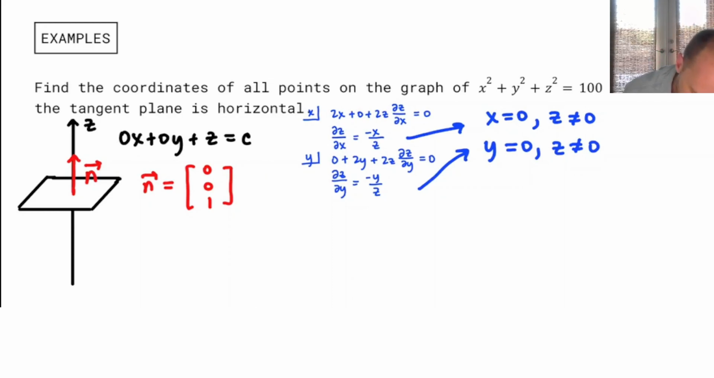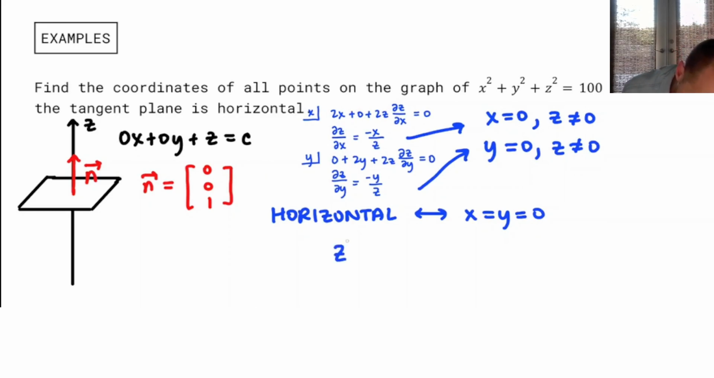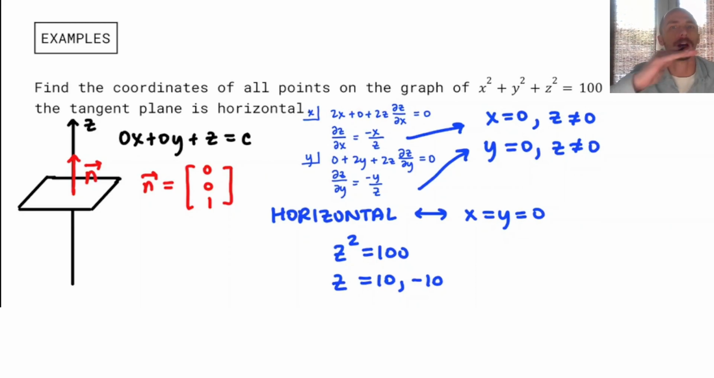Okay, so horizontal will be x and y are both equal to 0. Okay, so we're just going to plug in both of those. So that's going to be z squared equals 100, and that could give me z equals 10 or negative 10, but that makes a lot of sense because this is the equation of a sphere. And a sphere would have a horizontal tangent at the very top and at the very bottom of the sphere. And that's going to happen at (0, 0, 10) and (0, 0, negative 10).